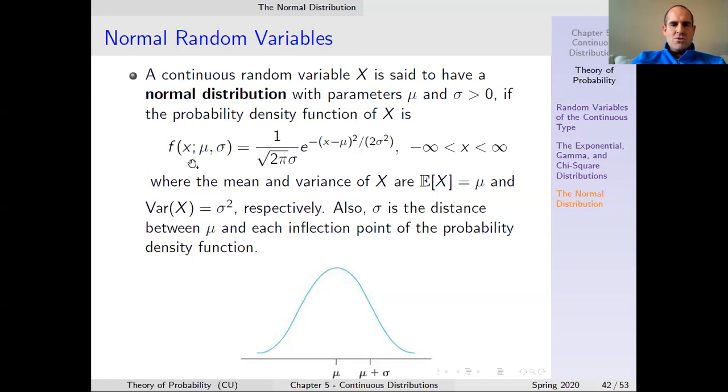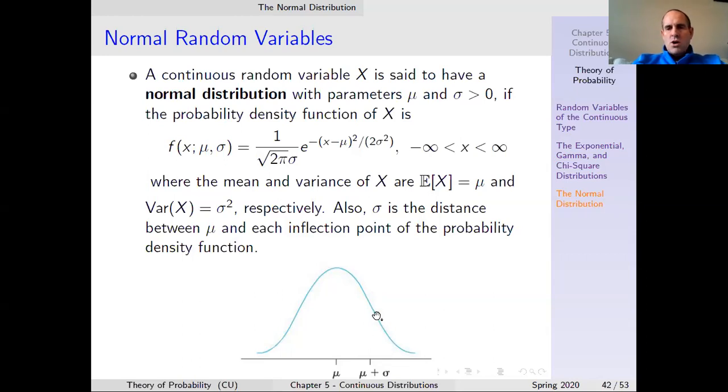So the parameters given here are mu and sigma. Mu is just the mean, and sigma is the standard deviation, so sigma squared is the variance. Here's a graph of the density. It turns out that sigma is the distance from the mean over to an inflection point. An inflection point is a place where this graph goes from concave down to concave up.